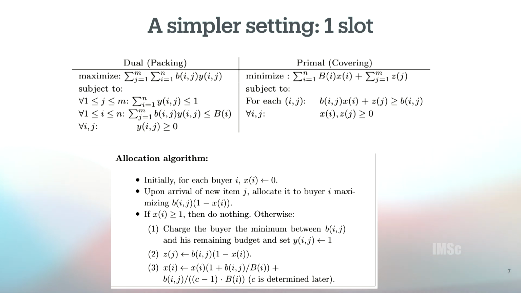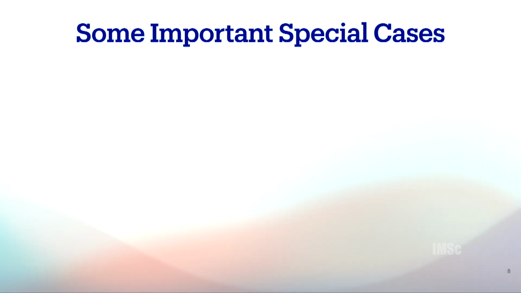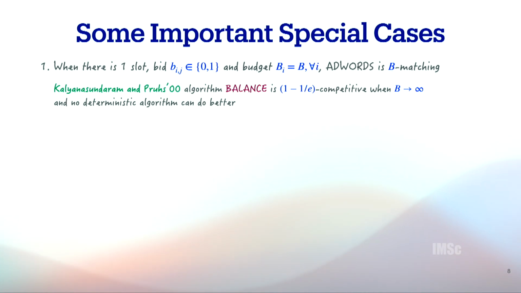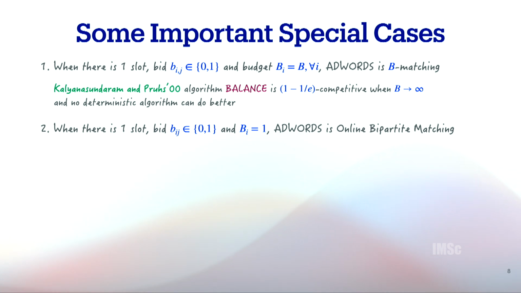Okay. So, I have said pretty much everything I wanted to say as far as the technical part is concerned. I am just going to say that when there is only one slot and you have uniform budget, this itself is a very important question. It is called the b-matching, and this was studied by Kalyanasundaram and Pruhs in 2000, and there is a nice algorithm, also greedy-like but not exactly, called balance, that also attains a 1 minus 1 by e competitive ratio under the assumption that the budgets are really large.